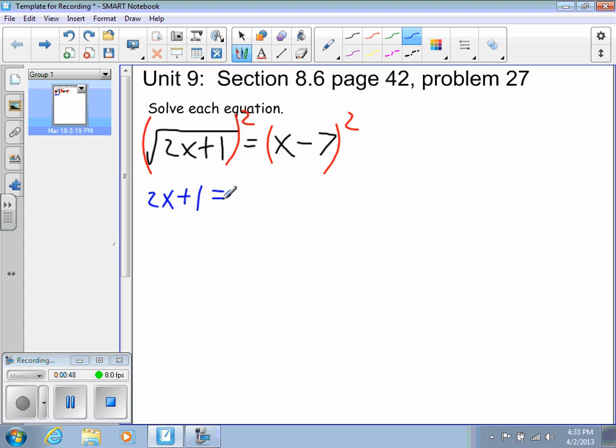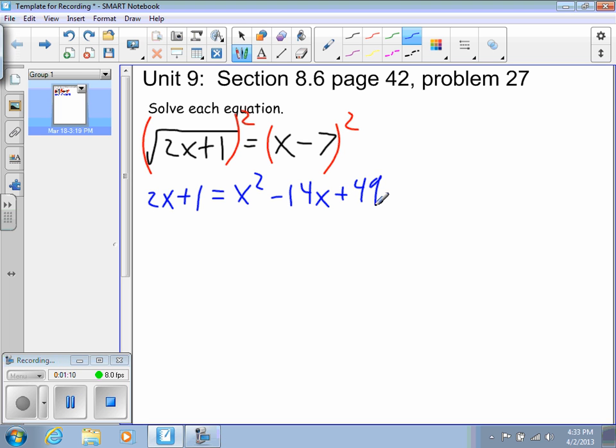Let me use the special product first. So we'll go ahead and square our x. And then we multiply the x in the negative 7, which gives us negative 7x. Multiply that by 2, so I've got negative 14x. And then square my negative 7, which gives me plus 49.